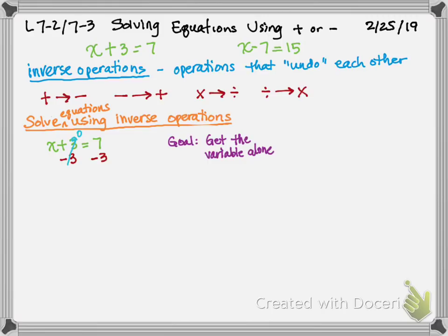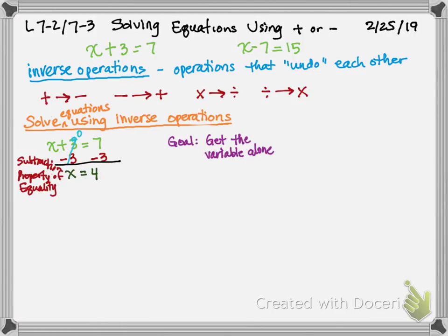Now, this is called the subtraction property of equality. And what I'm doing is subtracting both sides by the same value. And that's going to give me x, all alone, equals, and 7 take away 3 is 4.